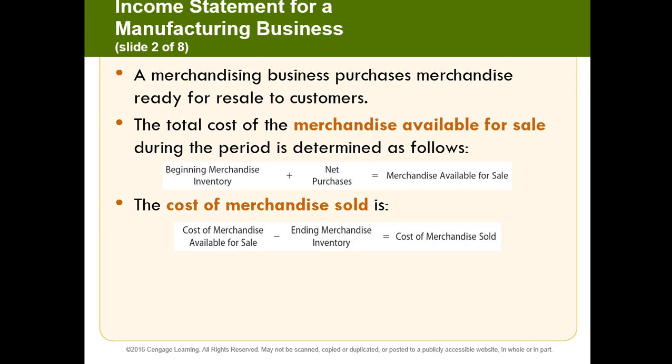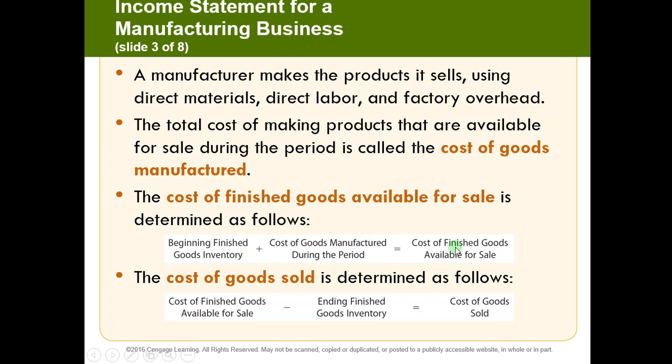All right, so again, here's a recap of our formula. There's your beginning inventory plus purchases minus your ending inventory is your cost of merchandise sold. Again, that's your merchandising company. For manufacturing, we don't have purchases. We have to figure out the cost of those goods that we manufactured. And that is a separate schedule all by itself.